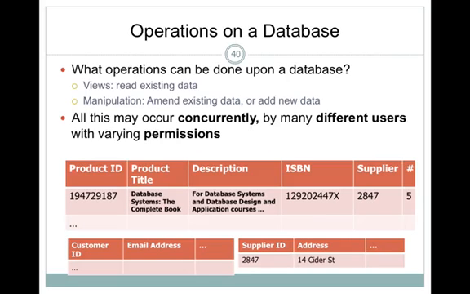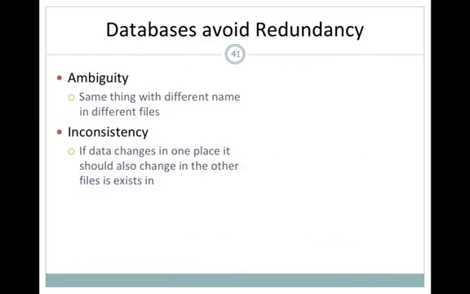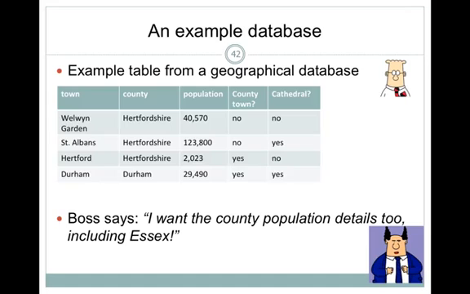And as we said before, the database system will support all of these view and manipulation operations being done concurrently or simultaneously by many different users. And coming back again to this idea that databases avoid redundancy, we want to avoid ambiguity, and we want to avoid inconsistency. So let's illustrate that with an example.